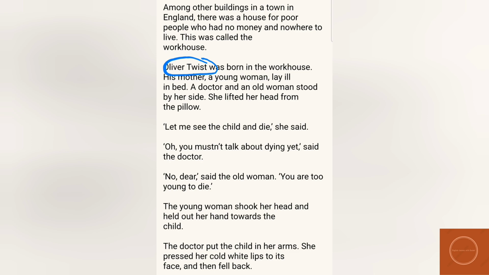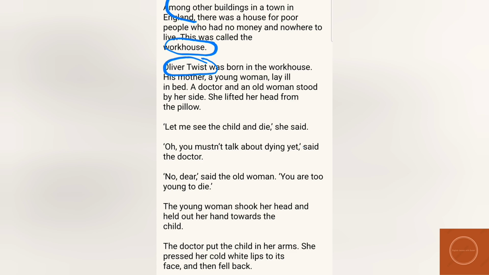Now, among other buildings in a town in England, there was a house for poor people who had no money and nowhere to live. This was called the workhouse. Many times the question is asked in the exam: what was the workhouse, what was the work of it? Now, the answer is this part. This whole paragraph is the answer to this question. This paragraph basically means that it was a home for the people who did not have any money and had no place to live or nowhere to go.